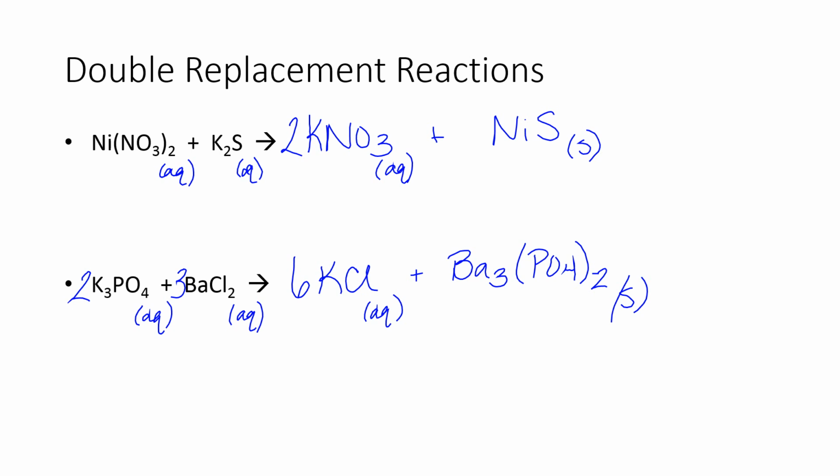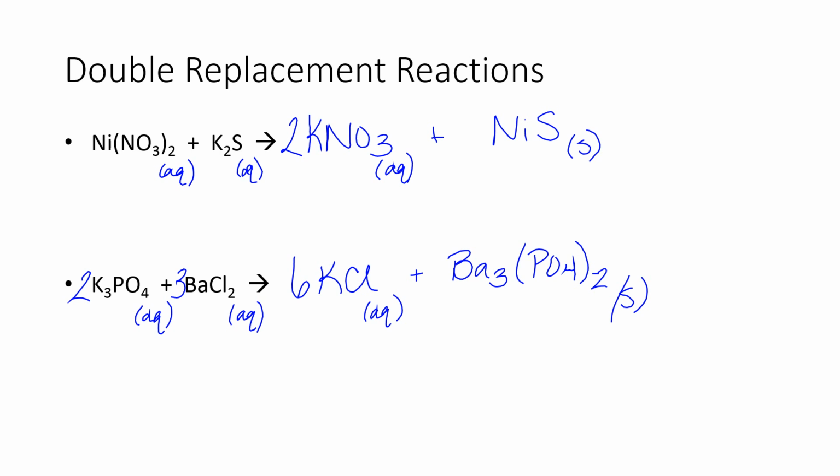So our state symbols, so remember all nitrates are aqueous, so are all group 1 salts. Sulfides are insoluble, so solid, unless it's group 1, 2, or ammonium. So this is going to be our precipitate in that case.